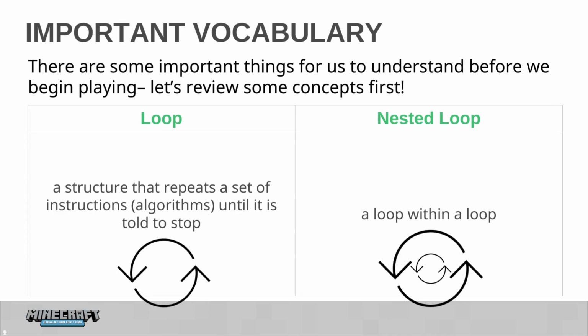All right, let's take a look at our important vocabulary for this lesson. First up, we have our loop, and we've been working with that right along. And we know that a loop is a structure that repeats a set of instructions or algorithms until it is told to stop. And this is important because next up is our nested loop, and that's when we have a loop inside a loop. So we'll take a look at that today as well.